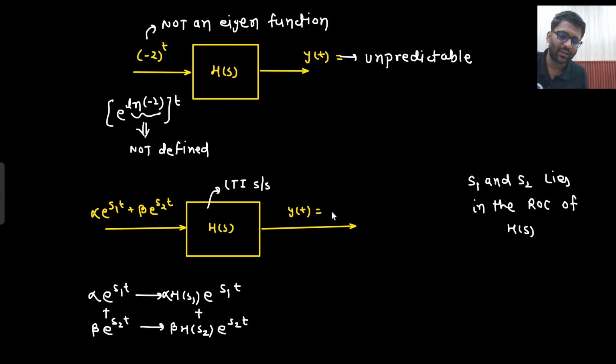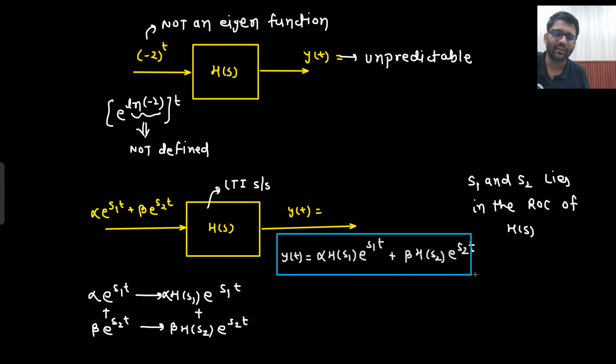So what would be the output? So here y(t) can be written as alpha H(s1) e to the power s1 t plus beta H(s2) e to the power s2 t. This is the y(t) we are getting. Okay. So here I am just telling that since it is an LTI system, it will follow the property of additivity and homogeneity. All good?